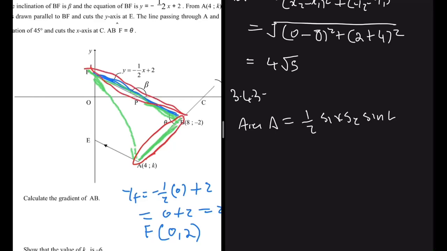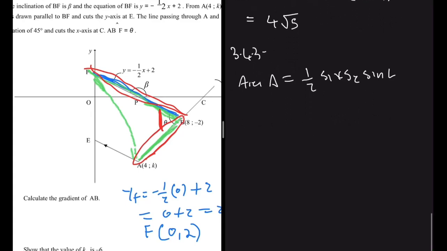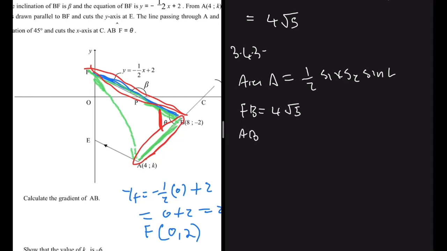So if I take those two sides, the angle they'll be sandwiching is theta, right? I already have theta, I already have FB. I just need to find AB and then I will have the area of my triangle. So now FB, we know fully well that FB is equals to 4 square root of 5. Now let's find AB, right?